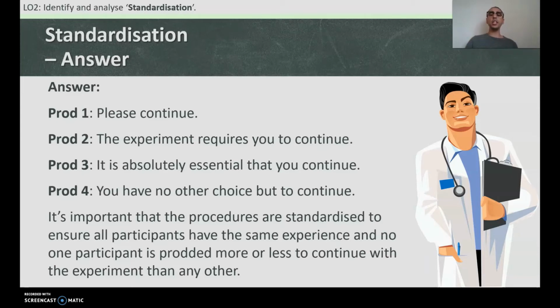Why is it important to have prods though? It's important that the procedures are standardized to ensure all participants have the same experience and no one participant is prodded more or less to continue with the experiment than any other. So for example, this experiment was about obedience to authority. If one participant said, I want to leave, and they said, all right, sure, no worries, off you go, mate, I'll see you later. But for another one, they said, I want to leave, and then they did all four prods. It's not really fair, is it? Because one of them would have had more prods. Therefore, you have to make it standardized. You have to have it exactly the same for each participant.